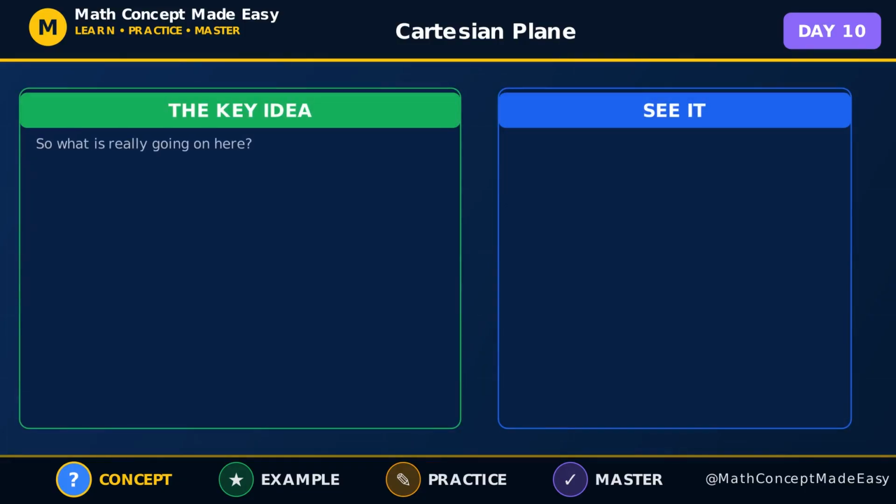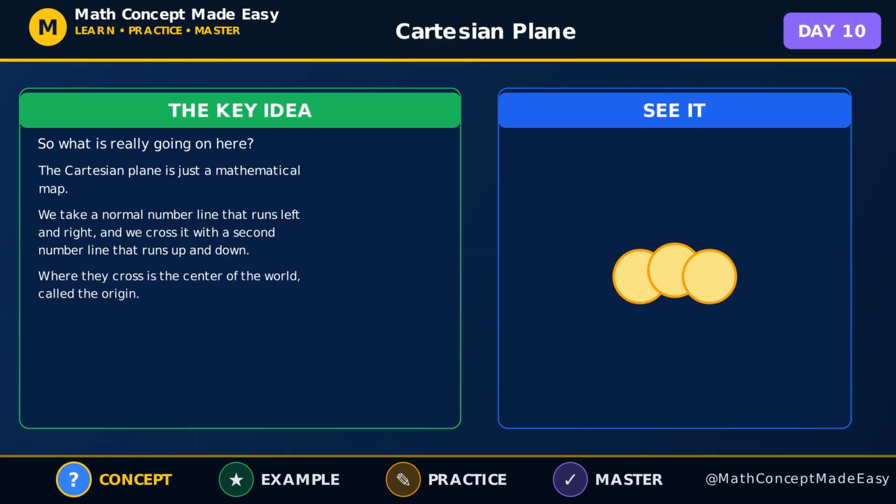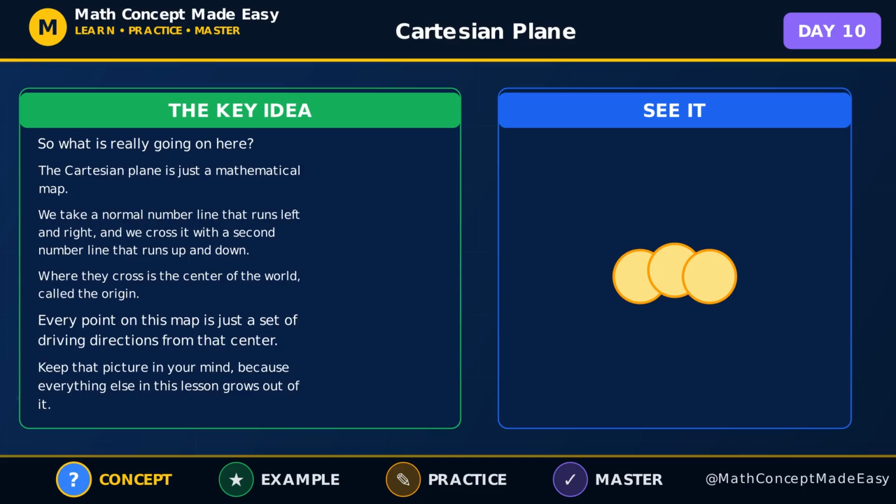So what is really going on here? The Cartesian plane is just a mathematical map. We take a normal number line that runs left and right, and we cross it with a second number line that runs up and down. Where they cross is the center of the world, called the origin. Every point on this map is just a set of driving directions from that center. Keep that picture in your mind, because everything else in this lesson grows out of it.